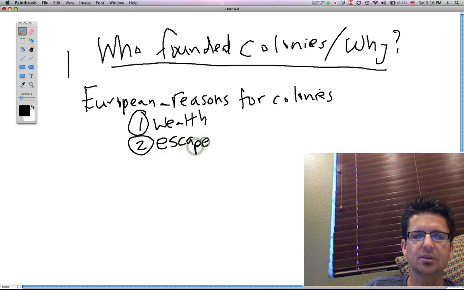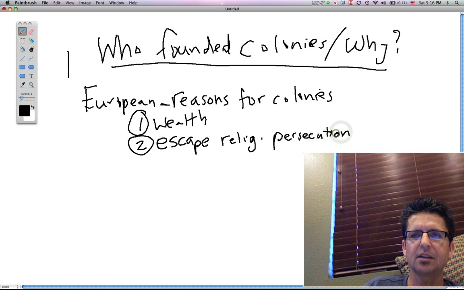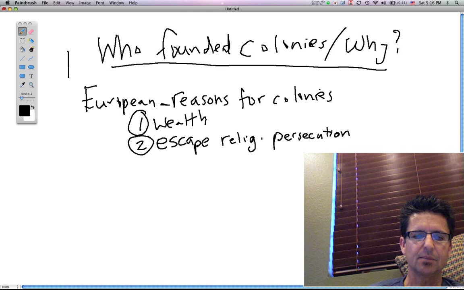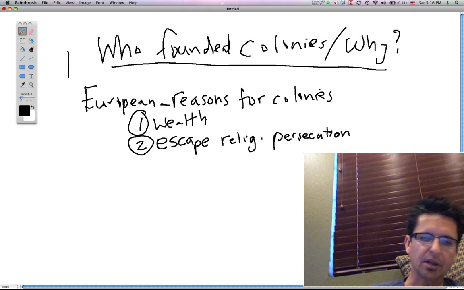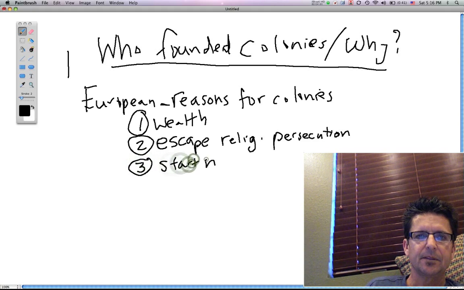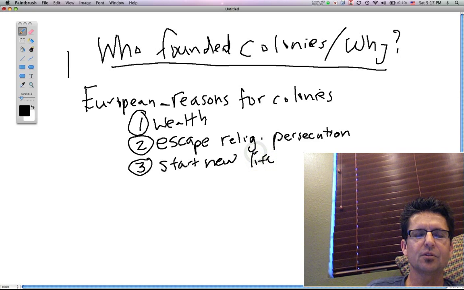So let's write that on our notes. Escape religious, I'm going to put it as an abbreviation, persecution. That's where people treat you like garbage. They might beat you or take things from you or whatever, just for the fun of it, basically. The book says, persecution is unjust treatment. Others wanted a chance to start a new life. So here's the third reason. Start new life. Okay, so this is kind of our first paragraph, topic sentence. These are the reasons that the Europeans came. Wealth, escaping religious persecution, starting a new life.